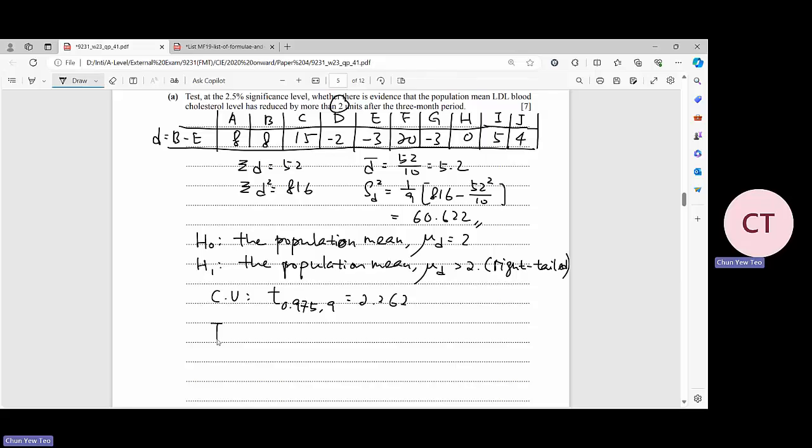Then the test statistic. The test statistic is the mean of D, 5.2, minus the population mean 2, divided by the square root of 60.622 divided by 10. Press the calculator, you get 1.30 if you want to make it 3 significant figures.